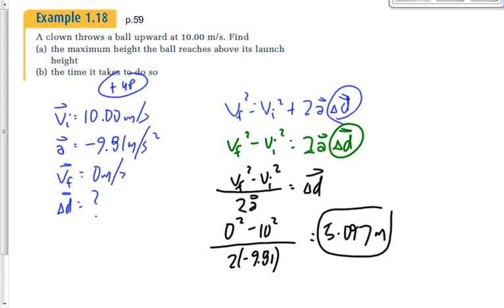The time that it takes to do so, this is easy now. Let's just say A is equal to delta V over delta T. We're just going to swap places here. T is equal to delta V over A. VF minus VI, 0 minus 10, over negative 9.81.